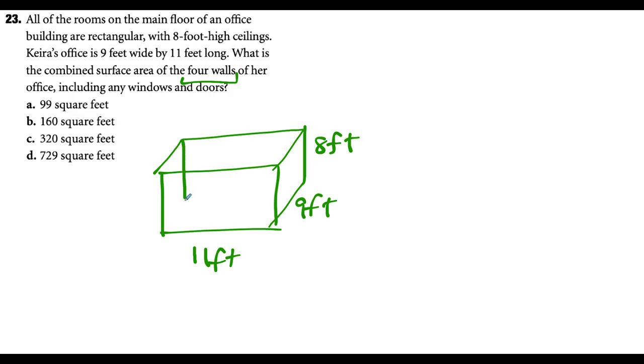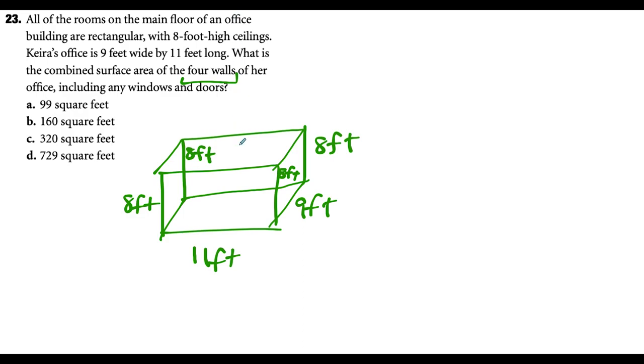So we just got to be very careful here to identify the 4 walls. What we're not going to use is 11 times 9, because 11 and 9 represent the floor. So we're not going to at any point do 11 times 9. I'll just label all of these. This is 8 foot high. This one is 8 foot high. And this one here is 8 foot high.